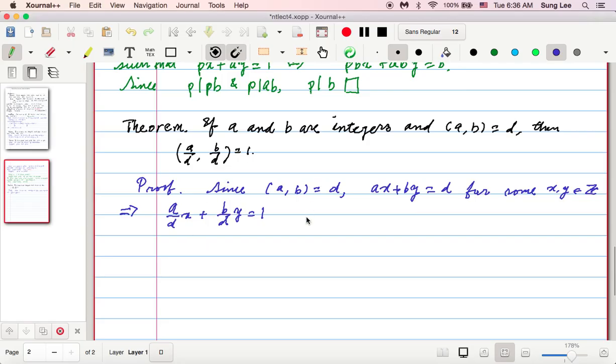And so what this implies is, using the corollary to the theorem, the very first theorem I was talking about, since this equation is satisfied, that implies A over D and B over D are relatively prime. So this is it. That's the end of the proof.